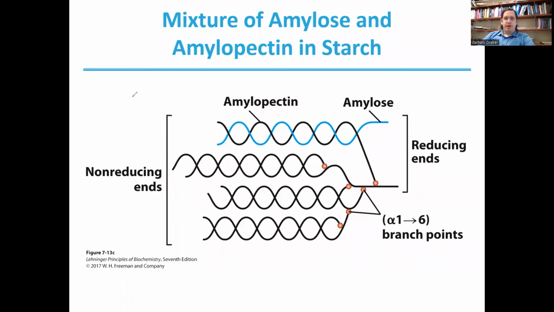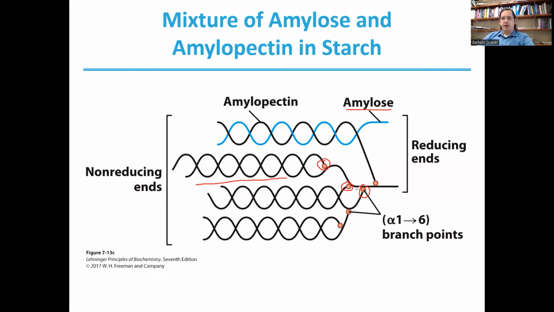So the overall structure of our polysaccharides will look something like this. We have very long chains of our sugars, shown here as almost like a spiral. We have these occasional branching points represented in red. So these are the alpha 1 to 6 glycosidic linkages, creating new branches off of our main chain for our amylopectin. In the case of starch, we'll also have our amylose linear polymer mixed in here and integrated with our amylopectin.